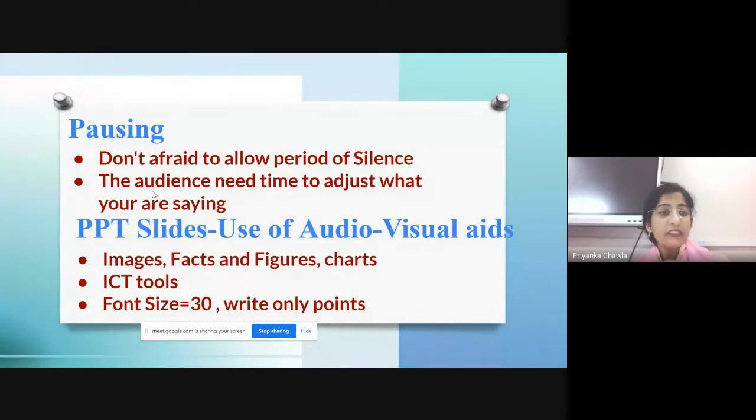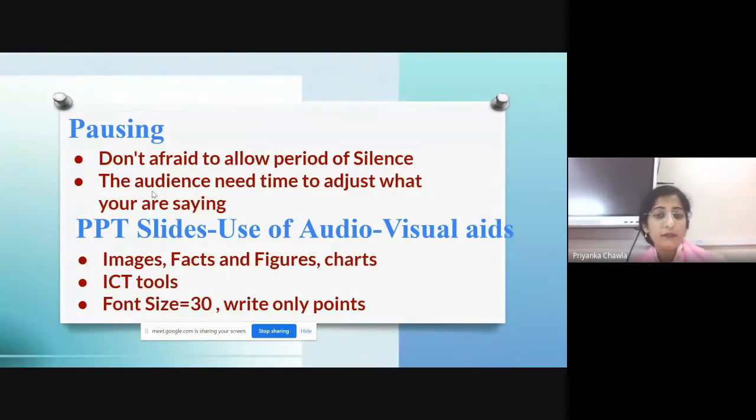While speaking, always take a pause. Do not speak fluently. Allow a period of silence. Pausing is allowed. Because the listeners, the audience who are listening to you, want some time to adjust to what you are saying. They want to digest, they want to understand what you are saying, what you are speaking.